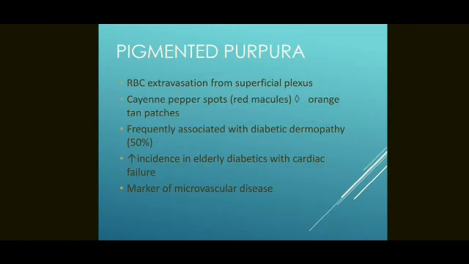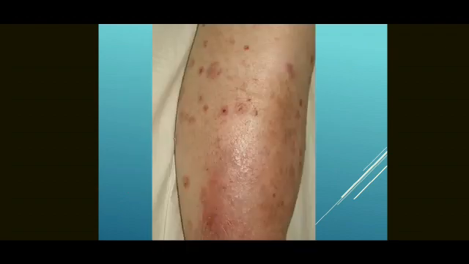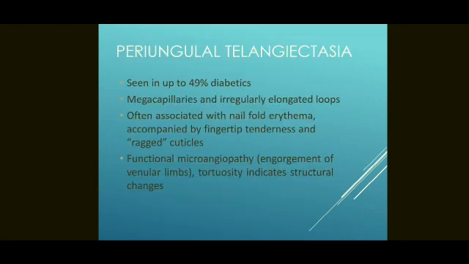Pigmented purpura is due to the extravasation of RBCs from the superficial plexus. It can present as red macules or orange tan patches, frequently associated with diabetic dermopathy. There is increased incidence in elderly diabetics with cardiac failure. It's again a marker of microvascular disease. This is the picture where you can see multiple pigmented purpuric lesions on the lower limbs.